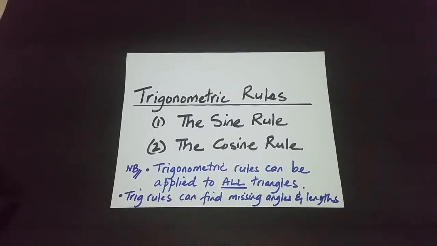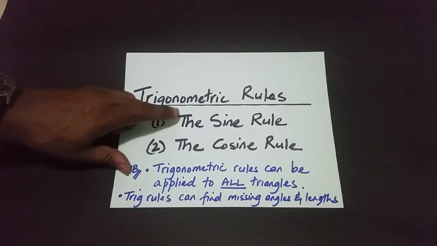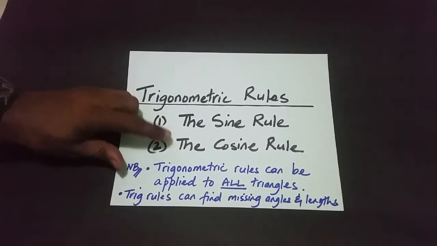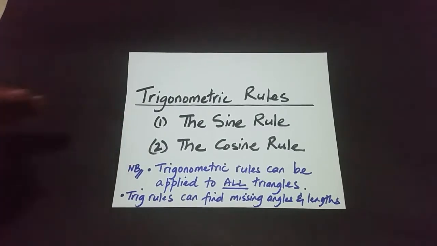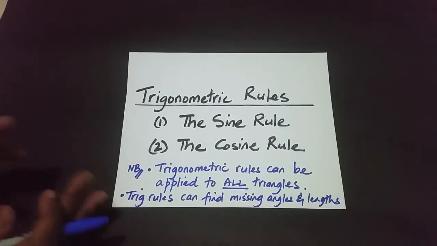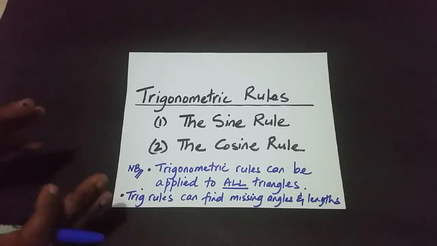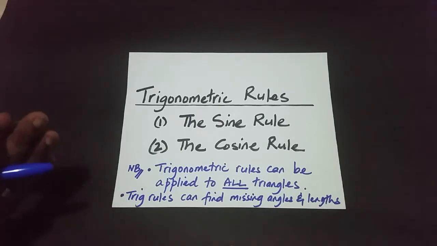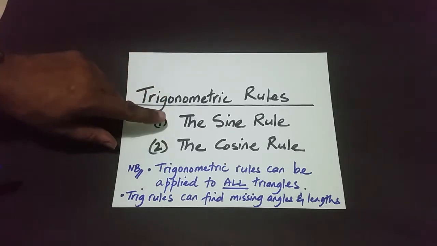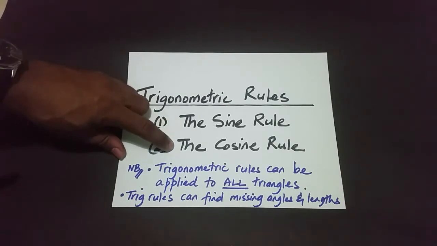Alright guys, welcome back, and we're looking at trigonometric rules, which is a very, very useful set of formulae for applying to triangles. Now, there are two trigonometric rules, and these are the sine rule and the cosine rule. One of the things that I want to stress is for you not to mix up trigonometric rules with trig ratios that you did before. With trig ratios, you had sine, cosine, and tangent, but with the trig rules, there are only two, and that's the sine rule and the cosine rule.